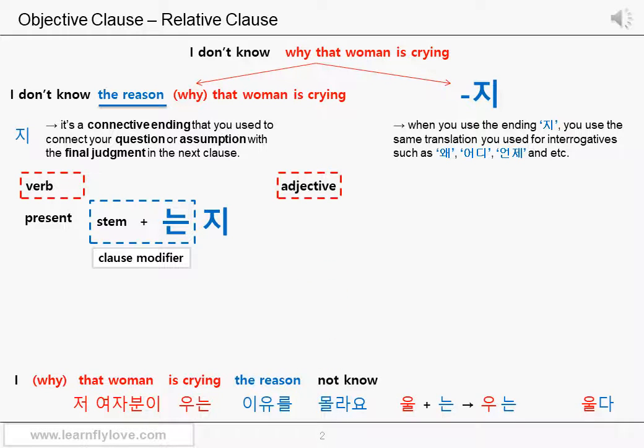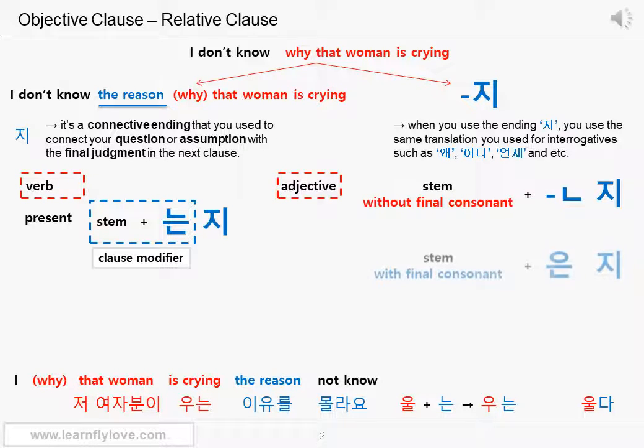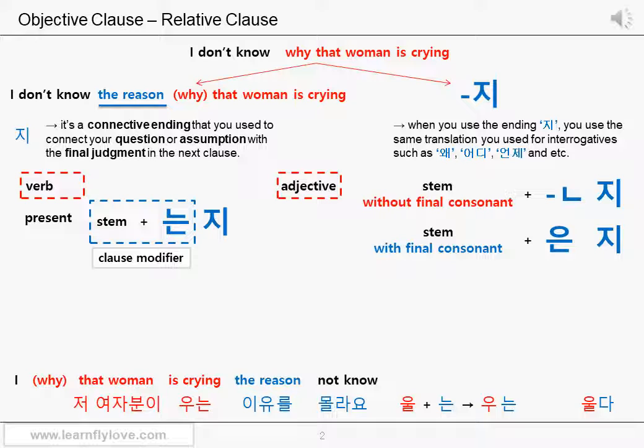The same thing applies to adjectives. When there is no final consonant in the last letter of the stem, you add final ㄴ consonant and 지 sound. When there is a final consonant in the last letter of the stem, you add 은 sound and 지 sound to the stem.